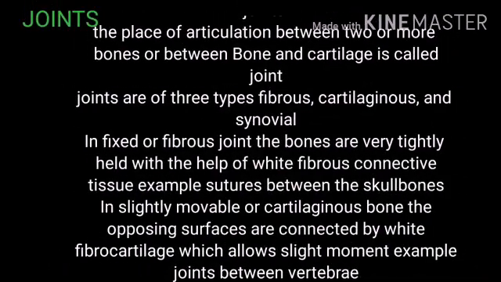Now let's talk about joints. The place of articulation between 2 or more bones or between a bone and a cartilage is called a joint. Joints are of 3 types: fibrous, cartilaginous and synovial. In fixed or fibrous joints, the bones are very tightly held with the help of white fibrous connective tissue. Example, sutures between the skull bones. In slightly movable or cartilaginous joints, the opposing surfaces are connected by white fibrocartilage, which allows slight movement. Example, joints between the vertebrae.